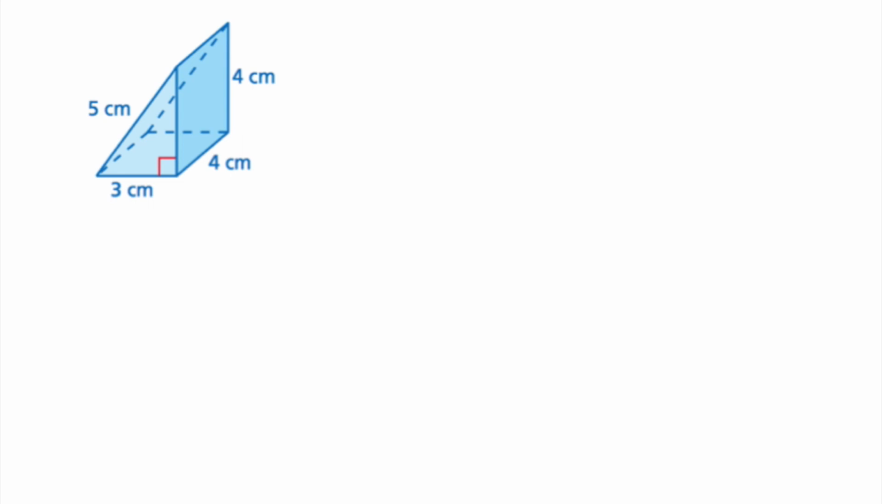This is an example of a solid when the base is not the top or bottom, the base is actually the triangular sides that are facing us. So the first base that we're going to find is the one that's highlighted right now. And the formula for the area of a triangle is 1/2 base times height, or 0.5 times base times height.